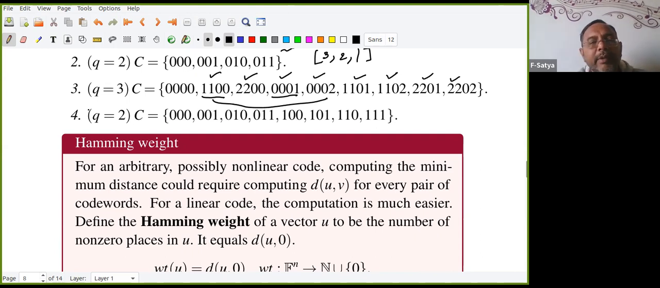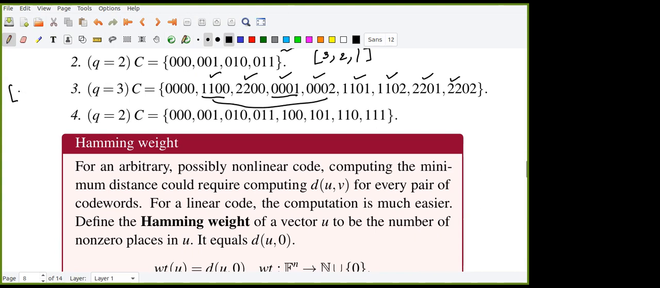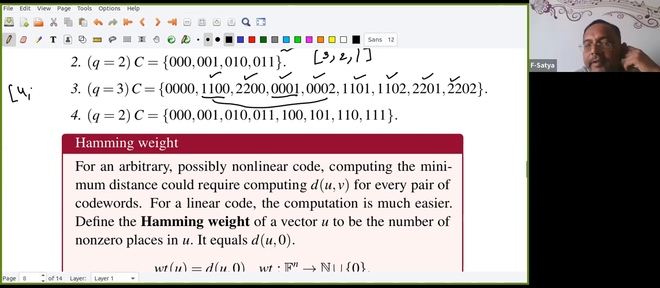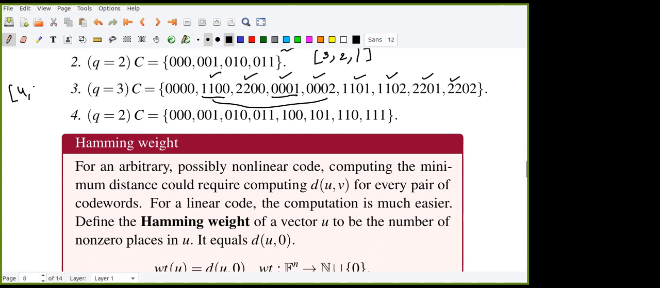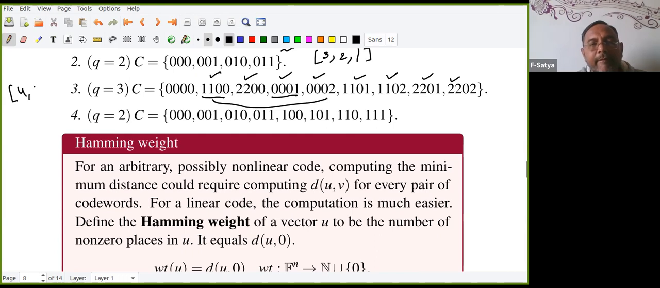Suresh, now tell me the dimensions. n, k, d. So sir, it is a subset of F3^4. So n is 4, q is 3, and the minimum distance, K is the dimension of this space. That means dimension is the number of basis vectors. How many basis vectors are there?